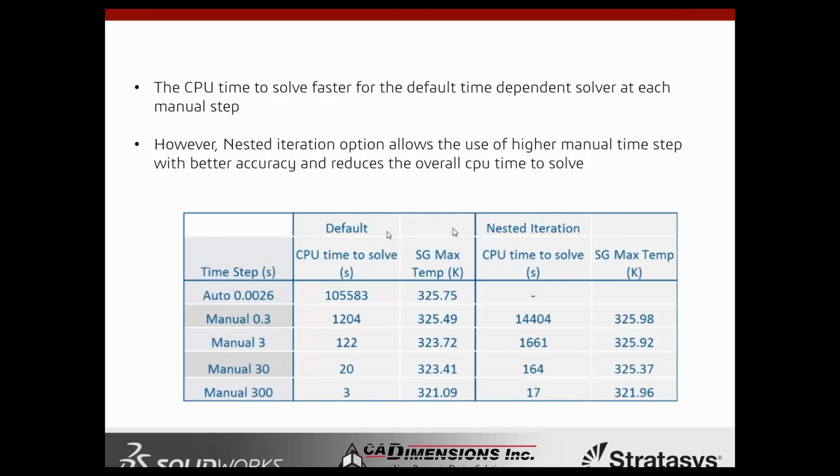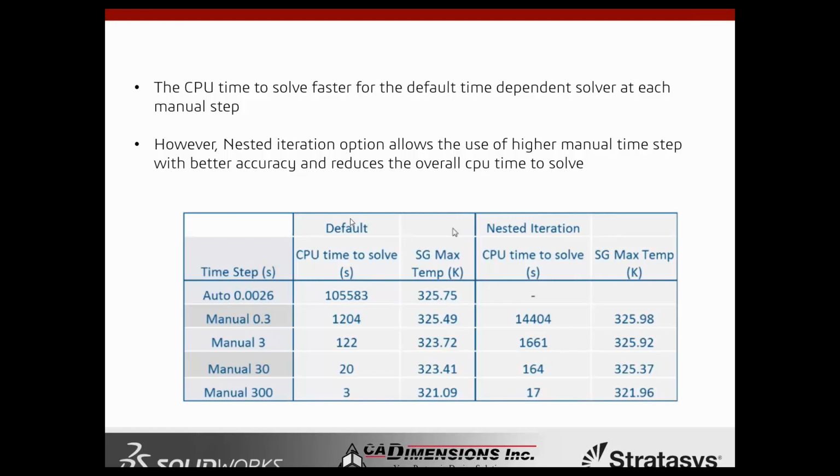So then you might ask the question, well, if the default solver is faster, then why would I use the nested iteration, right? The nested iteration option allows you to use a higher manual time step with better accuracy and reduces the overall CPU time to solve. So it actually will save you much time because it increases your accuracy.